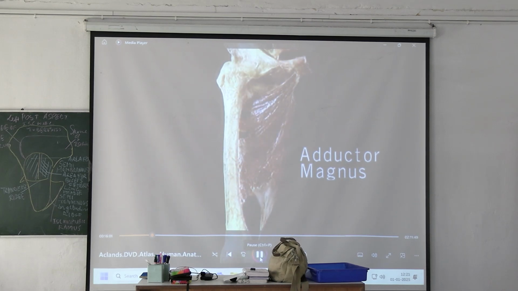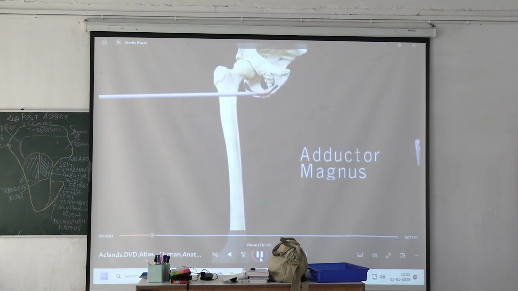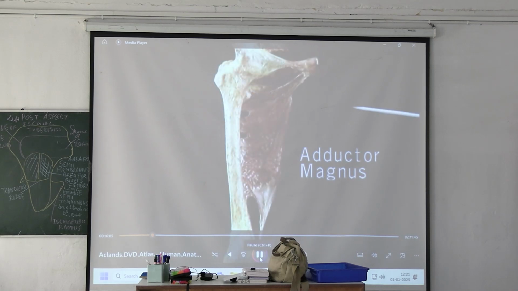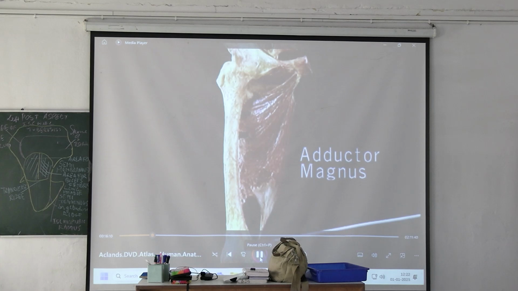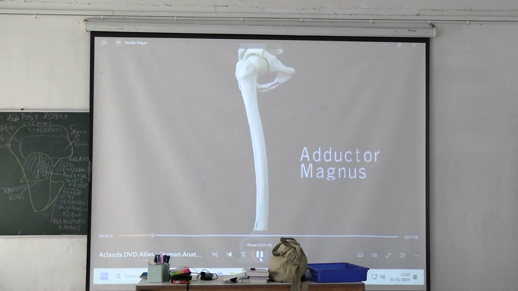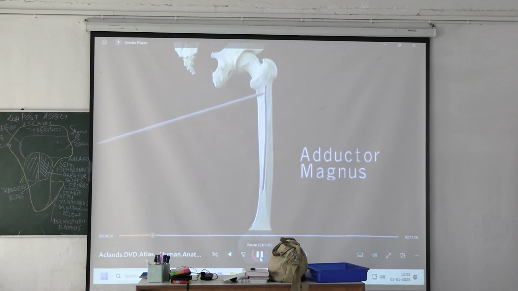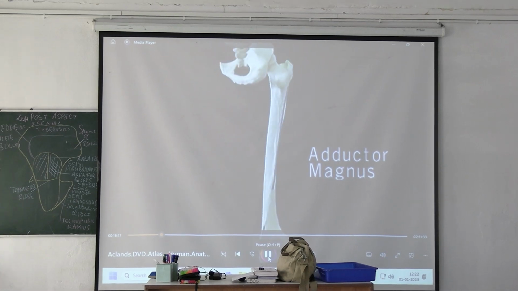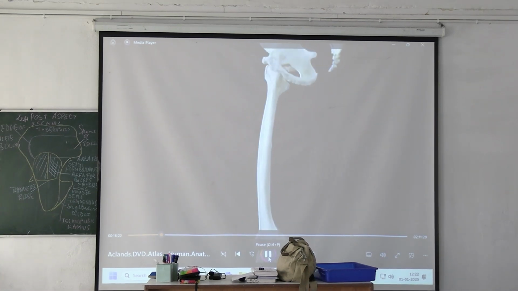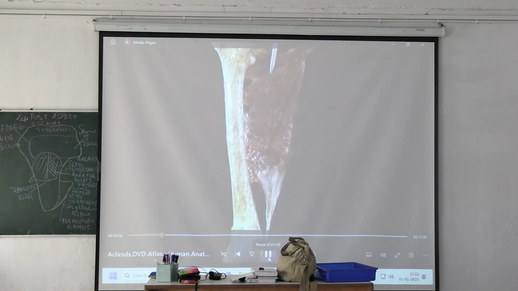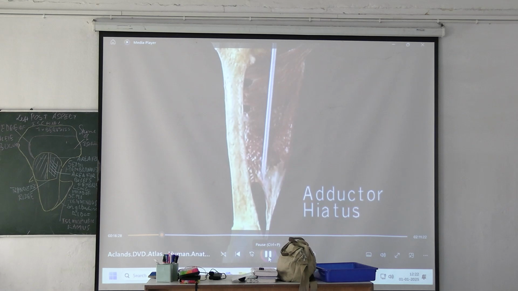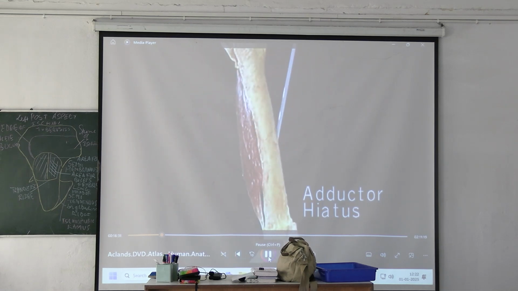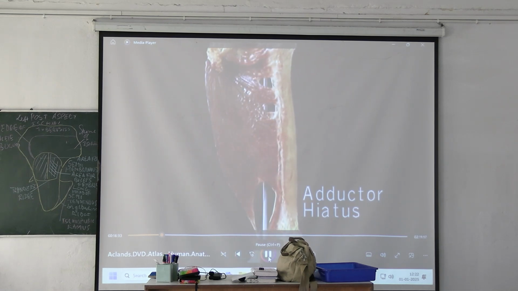Adductor magnus arises from the outer border of the ischiopubic ramus. Its insertion is in two parts, with a gap in between. The upper part of adductor magnus inserts here on the linea aspera. The lower part inserts here on the adductor tubercle. The gap in adductor magnus is the adductor hiatus. The main blood vessels of the leg pass through here, from the front of the thigh to the back.